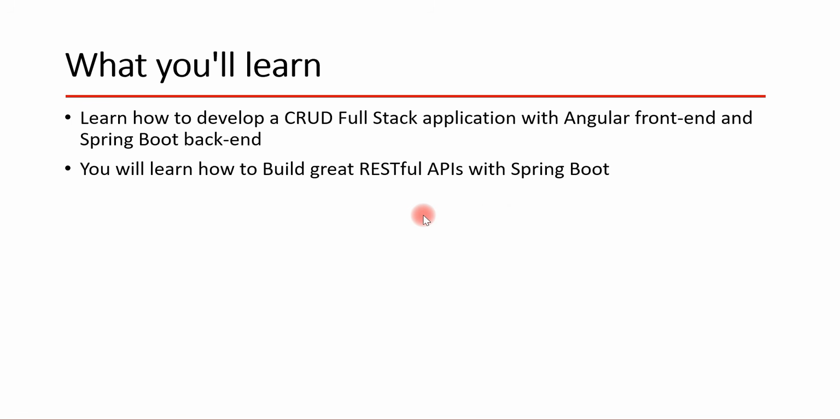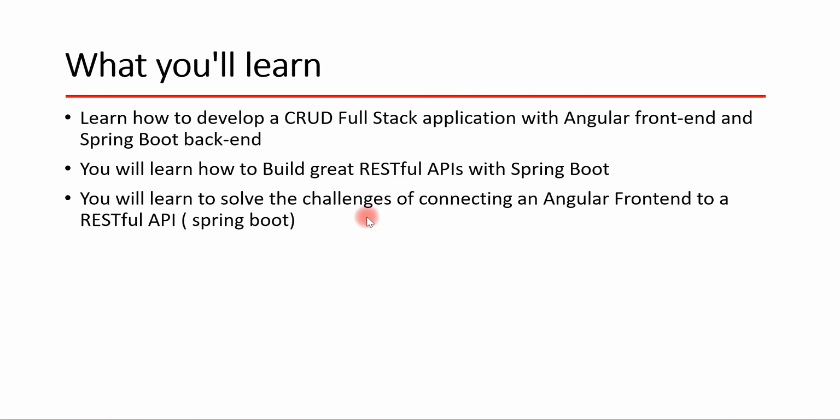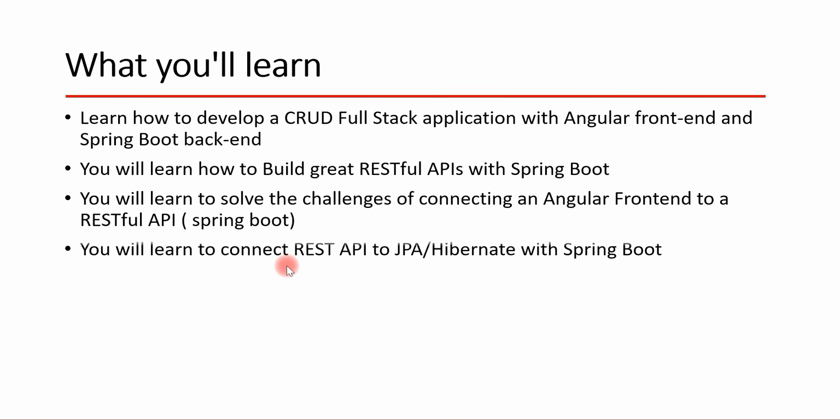APIs with Spring Boot, and you will learn how to solve the challenges of connecting Angular frontend to REST API, which is developed using Spring Boot. You will learn how to connect REST API to JPA or Hibernate with Spring Boot. So basically we are going to use Spring Data JPA, which in turn uses Hibernate as a JPA provider. So you will learn how to use Spring Data JPA or Hibernate in Spring Boot application.